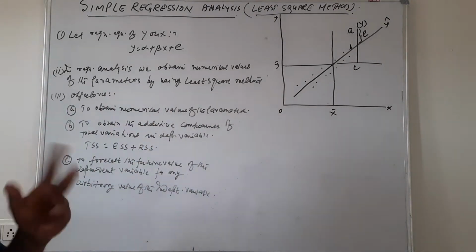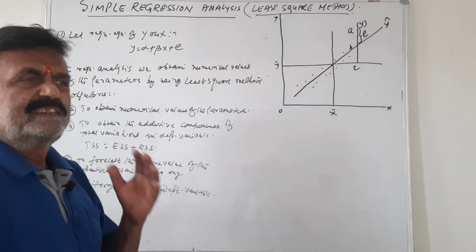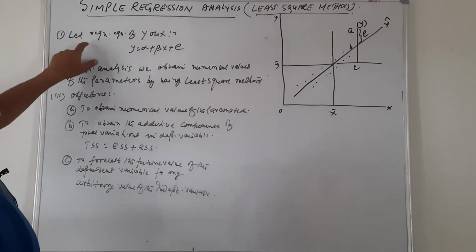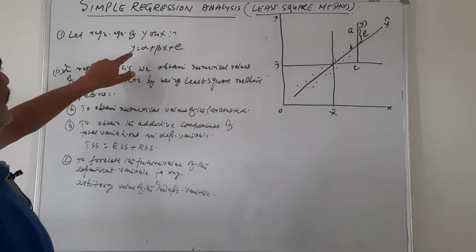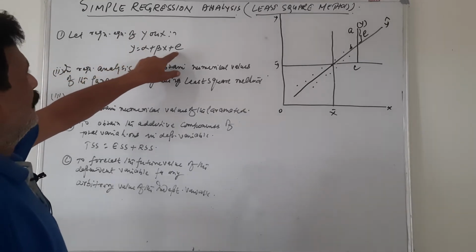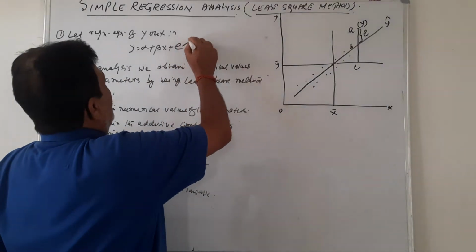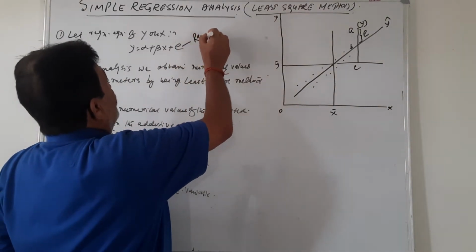With two variables x and y, we can conceive a regression equation of y on x. Let the regression equation of y on x be y equals alpha plus beta x plus e. This e is the random variable, this random element.